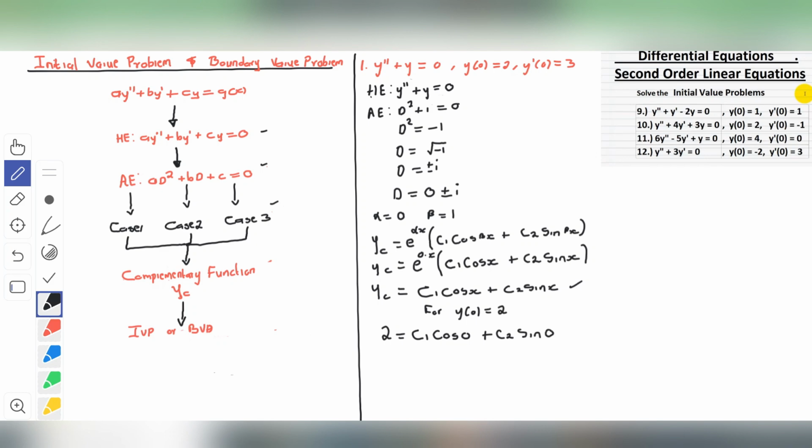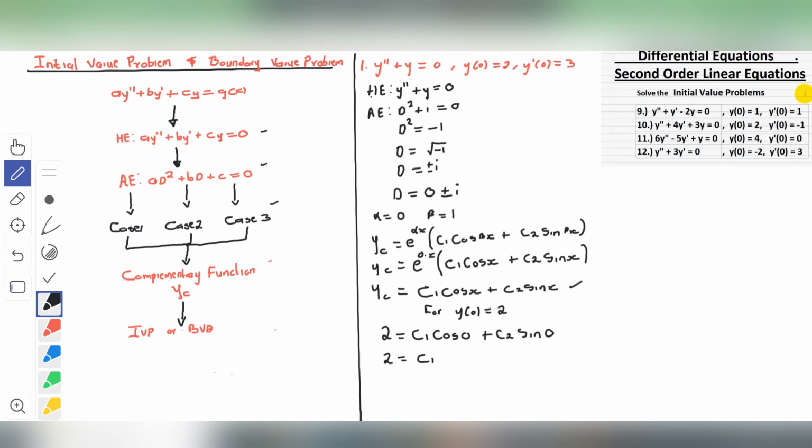So now if you plug this in your calculator, the cosine of 0 gives you 1. So we're going to have c1, and when you plug sine of 0 in your calculator, you get 0. So we'll be left with c1 is equal to 2. So we have already found the first unknown value.